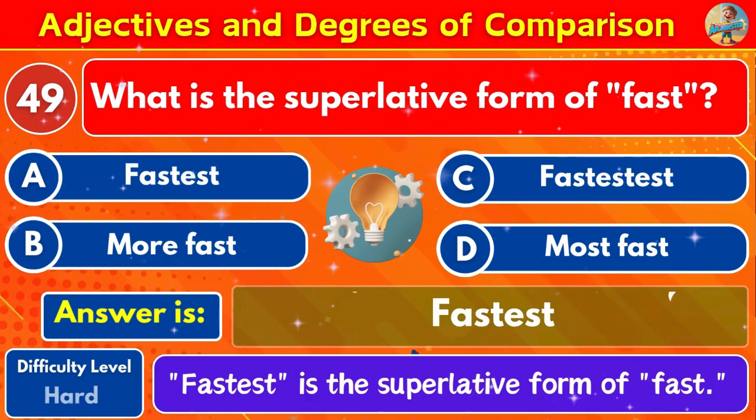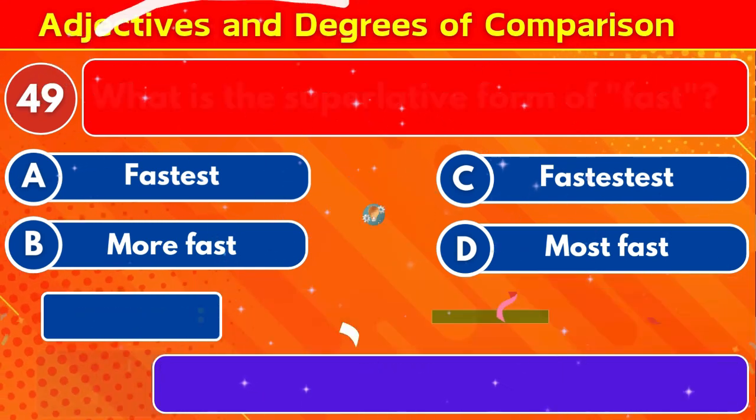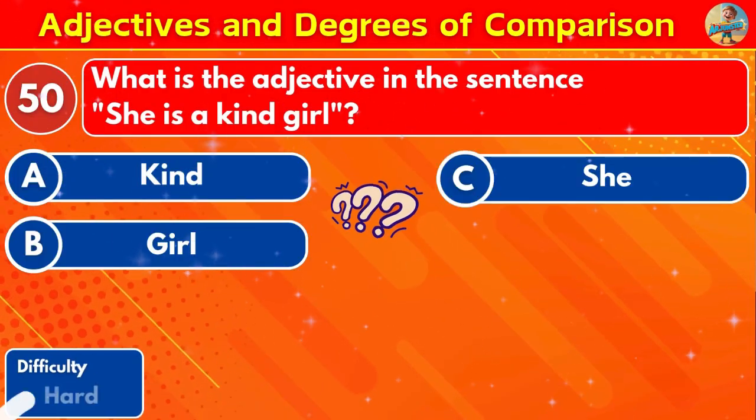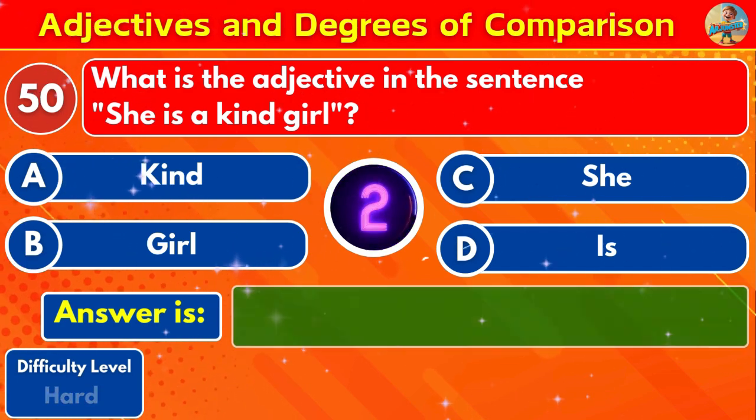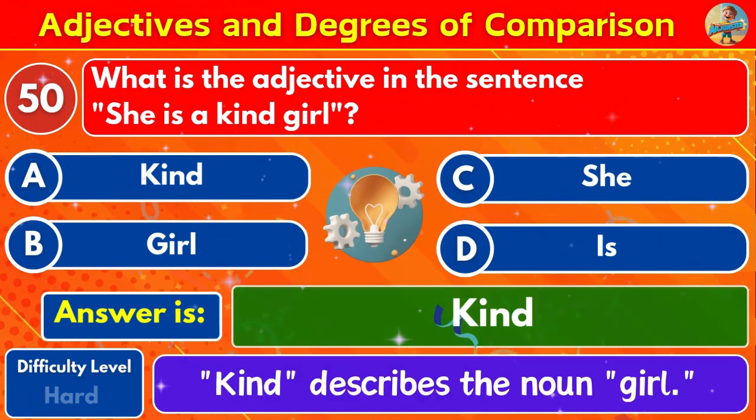Answer 49 is, fastest. Question 50 is, what is the adjective in the sentence, she is a kind girl? Answer 50 is, kind.